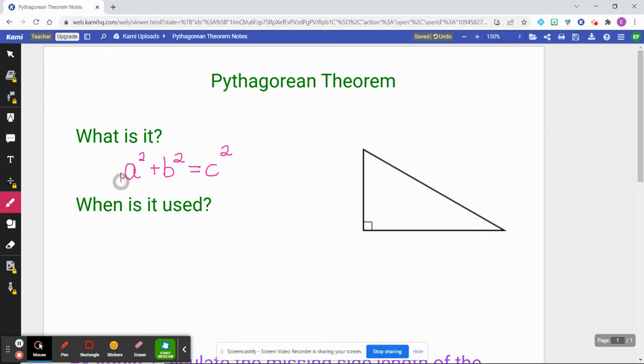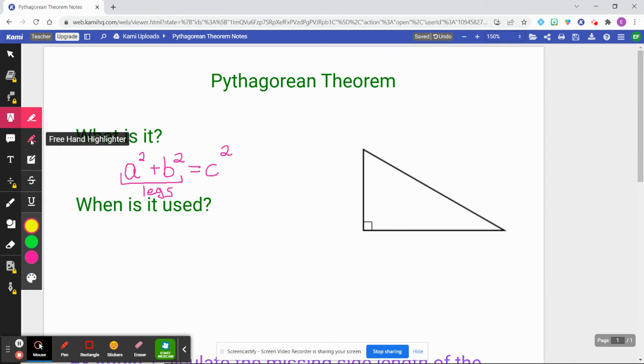So, if we're talking about a and b, we're referencing what's considered the legs of the right triangle. Our legs are going to be this side and this side of the triangle. It's the two sides that really create that right angle. So those are our legs.